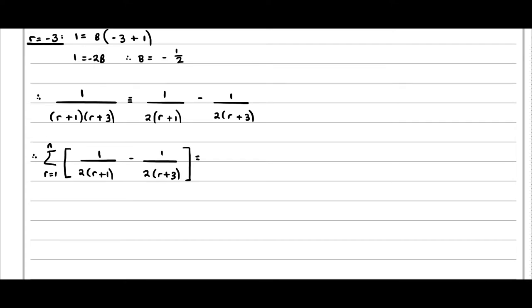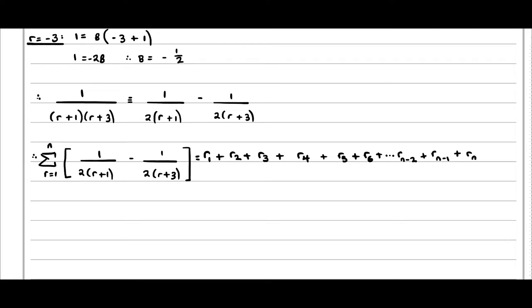So, what we have over here then is r1 plus r2 plus r3 plus r4 plus r5 plus r6, etc. And if we write down the last three terms, we have r equals n minus 2 for the third to last term. The second to last term would be r equals n minus 1, and the final term would be r equals n. And all we have to do is simply substitute into the formula to find out what the sum is.